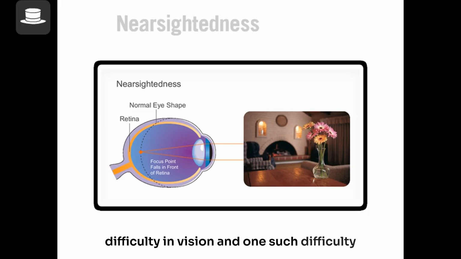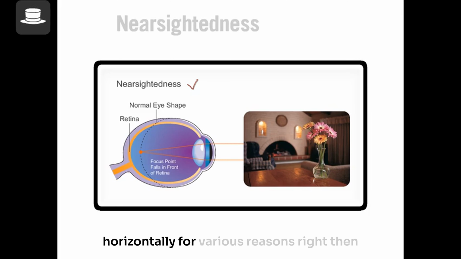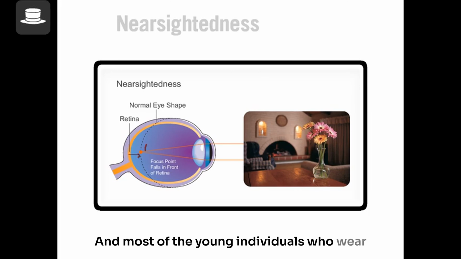One such difficulty is called nearsightedness, where the structure of the eyeball is such that, you can see, it's not circular and it's prolonged horizontally for various reasons. Then the light that is reflected from this object falls right in front of the actual retina in this person. And for this person to clearly look at the object, they go closer to the object so that the image now forms on the retina. This is nearsightedness. And most of the young individuals who wear glasses have this issue.